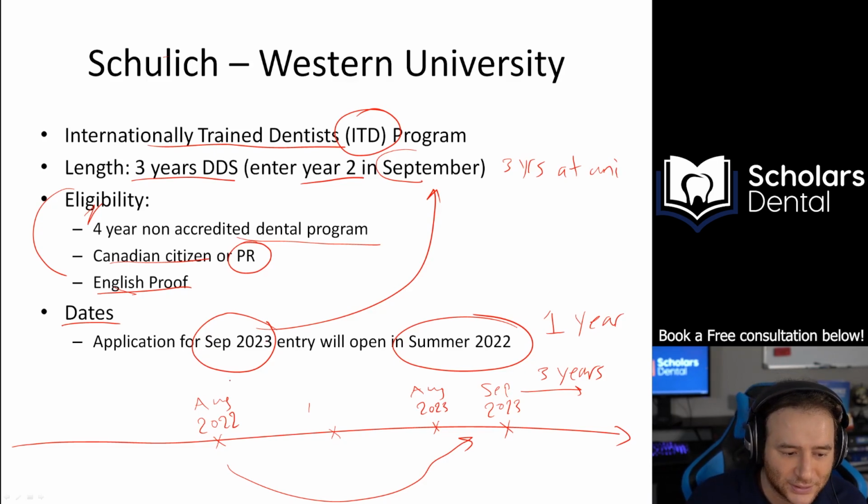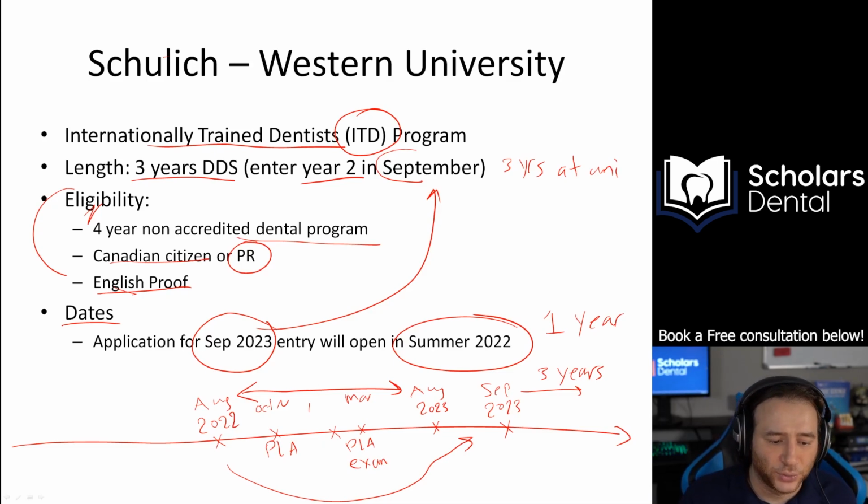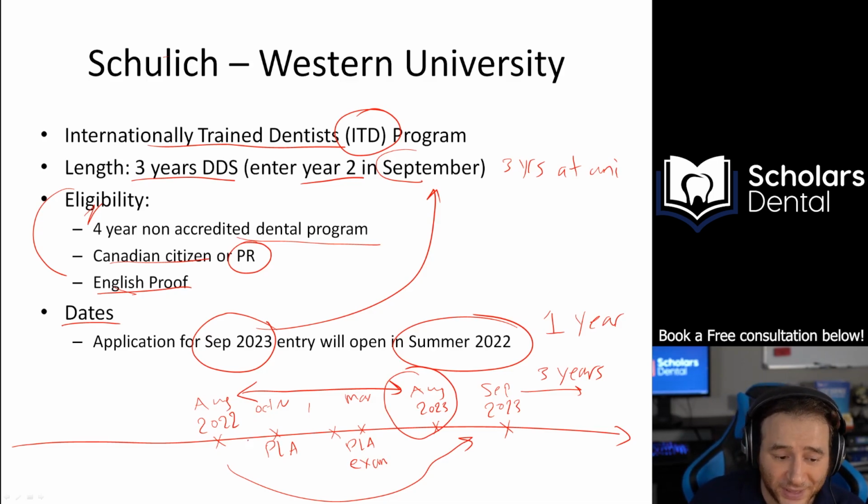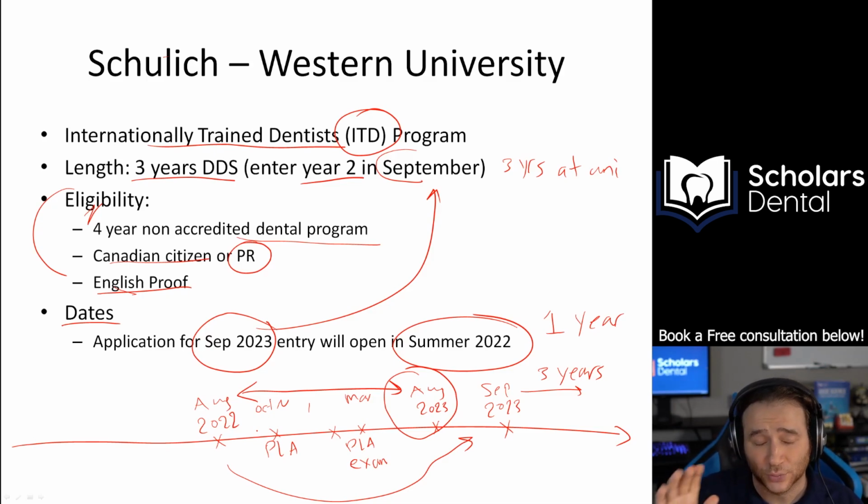Now what happens in this year here? You do your application. You have to do something called the PLA course, which starts somewhere around October, November. PLA course. You do your PLA exam in March. PLA exam. And you're thinking, what are these? We're going to talk about them. So there's things you are doing to actually enter the program. Then you find out somewhere here if you got into the program or not. The cost of this PLA stuff is like $10,000. So we're going to talk about it in detail.